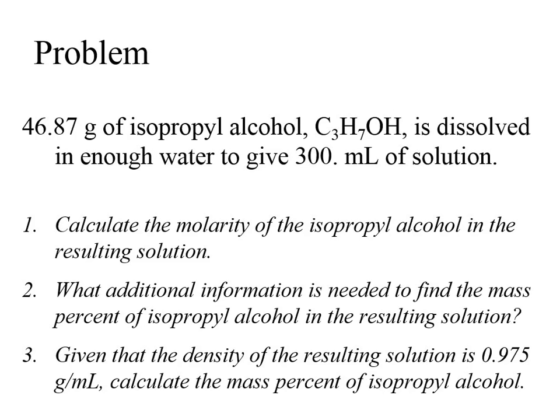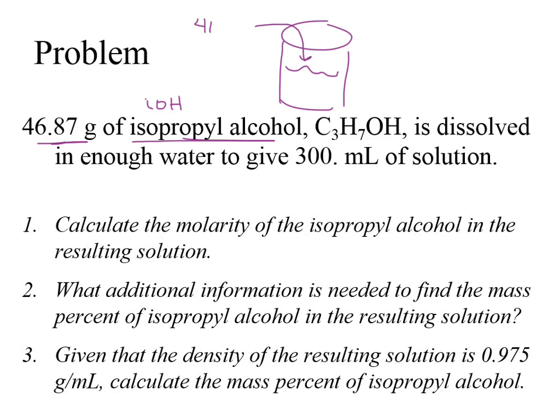Notice if I was going to draw a picture, and I can't remember if I did this on Friday or not, I would draw this. It looks like isopropyl alcohol. Remember I told you I call it IOH. It is being dissolved into water. The mass of the IOH, that's the solute, is 46.87 grams of IOH, and the volume of solution is given as 300 milliliters of solution.